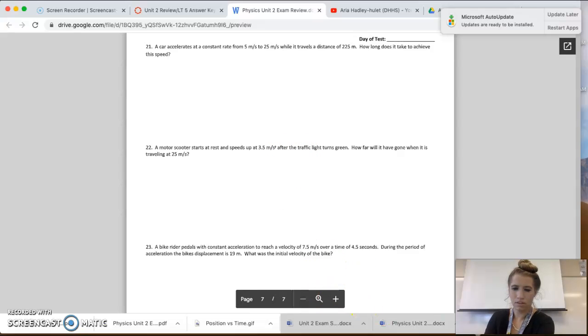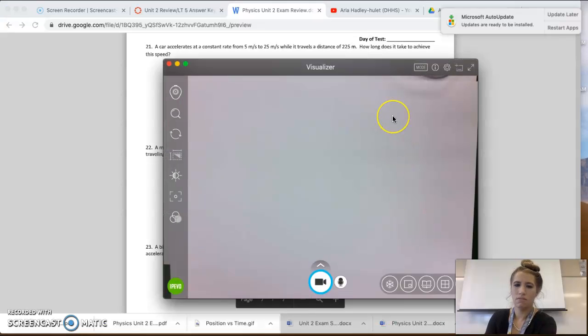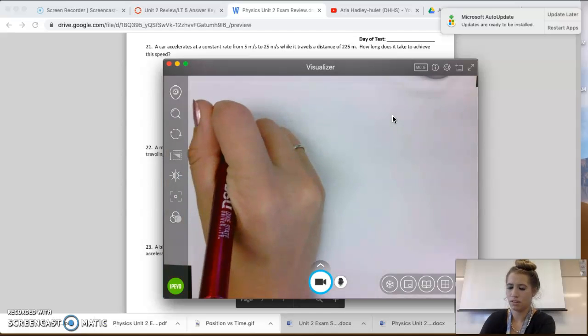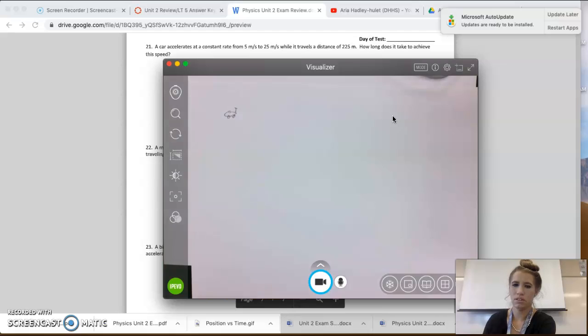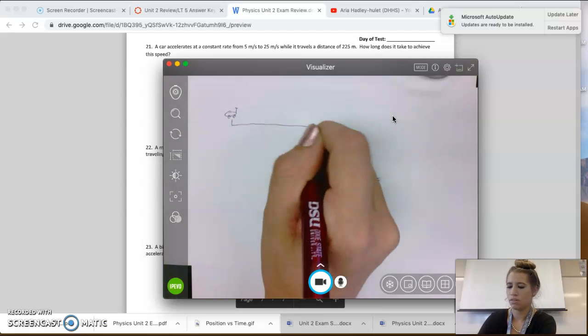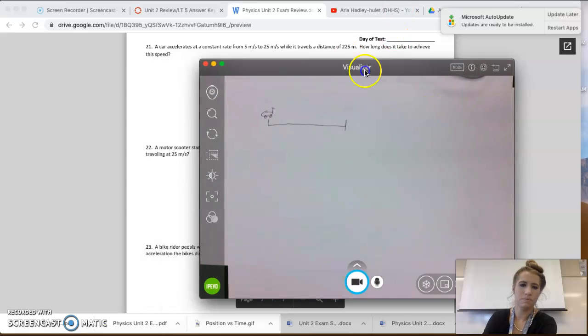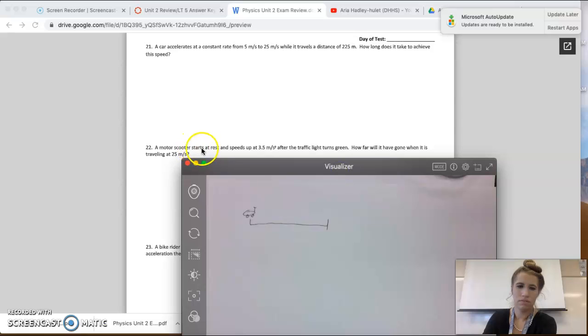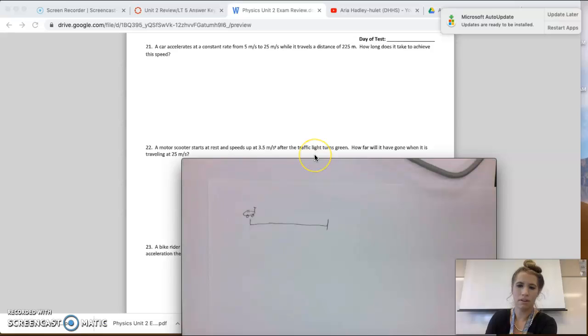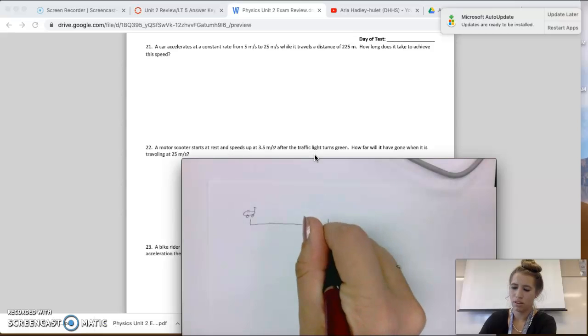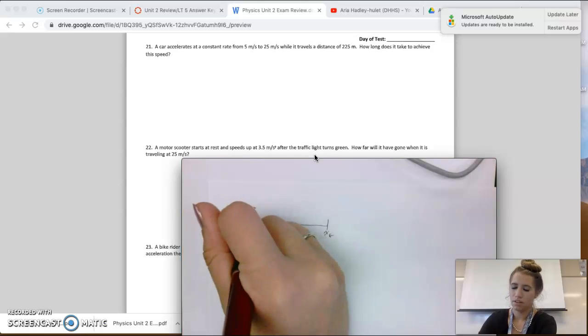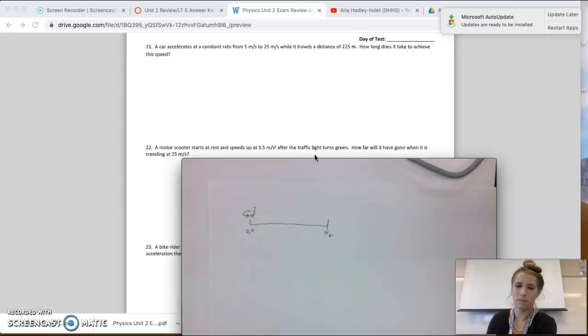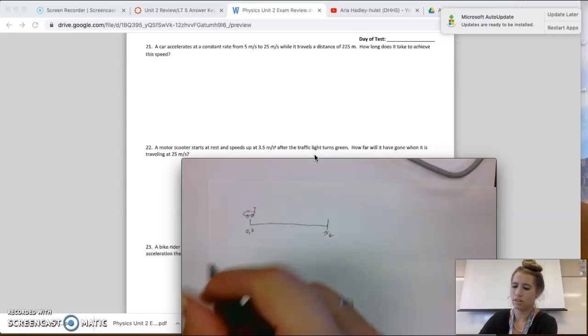Okay, so we have a scooter. It's accelerating from rest. We're going to go some distance. How far will it have gone when it's traveling at 25 meters per second? So we want to know this x final there. I'm going to choose my origin to be here. Okay, I'm going to say that's my positive direction.